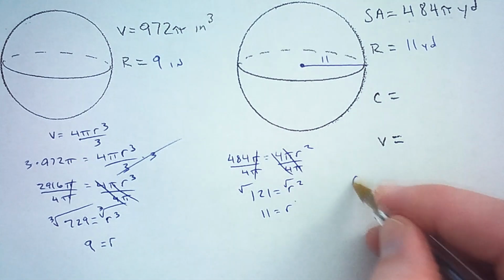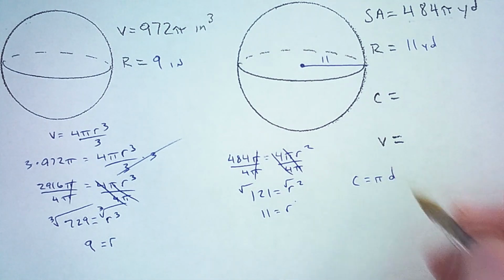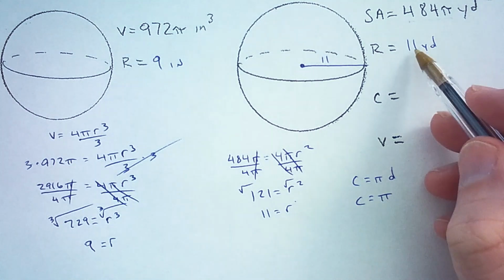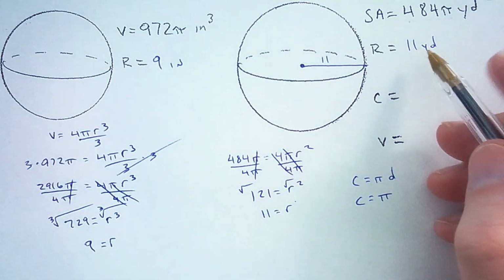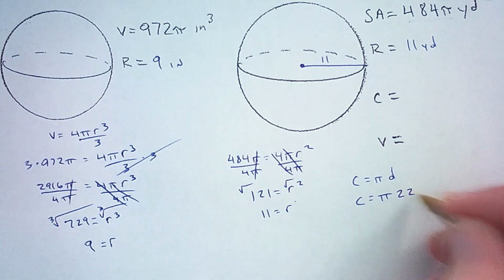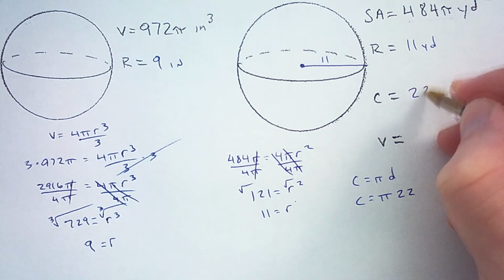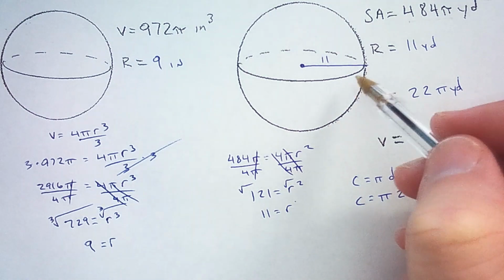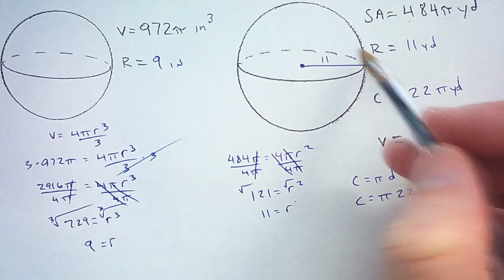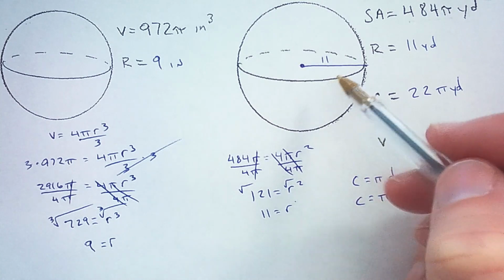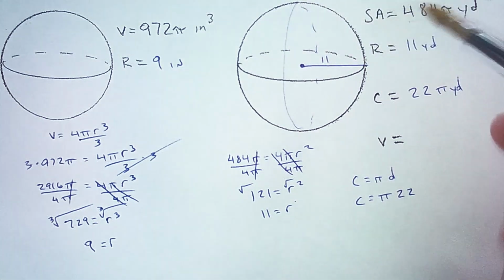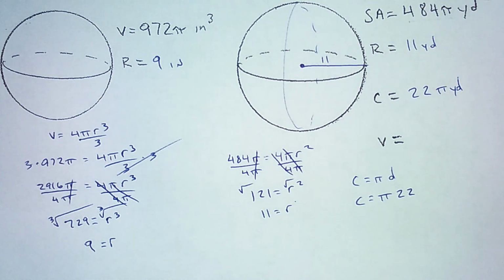Now the circumference. Circumference is pi times diameter. So the circumference is pi times, well, the radius is 11, so the diameter must be 22. So the circumference is 22 pi yards. Okay, so the circumference of a sphere is the circumference of the great circle of the sphere, and that could be any great circle, so it could be one like this, or at any angle, as long as it is one of the great circles of the sphere.